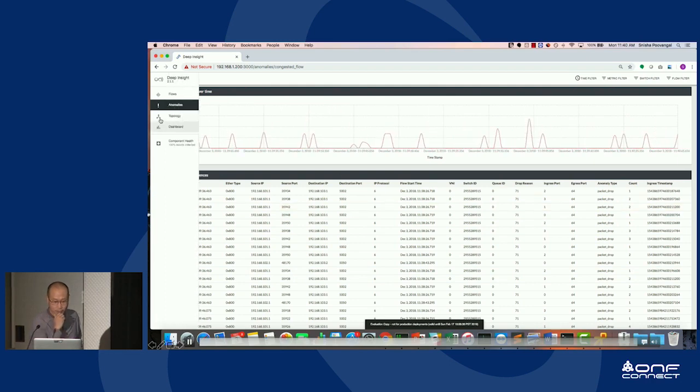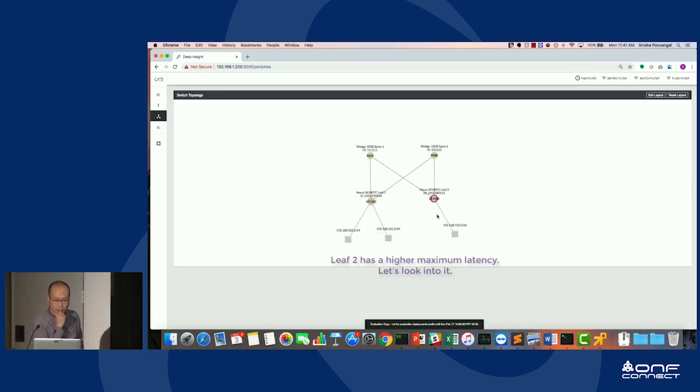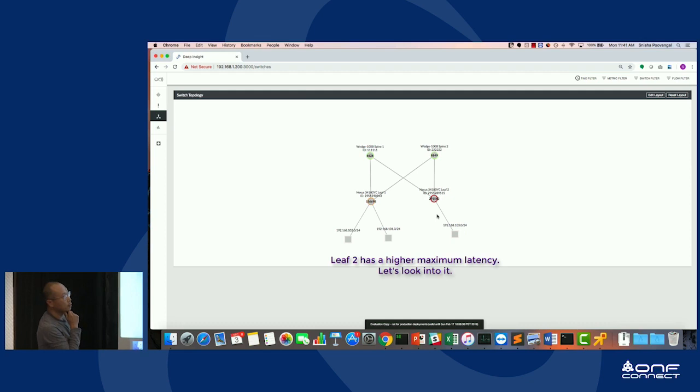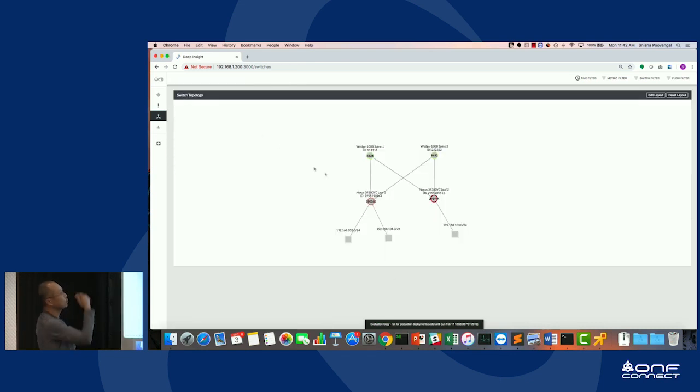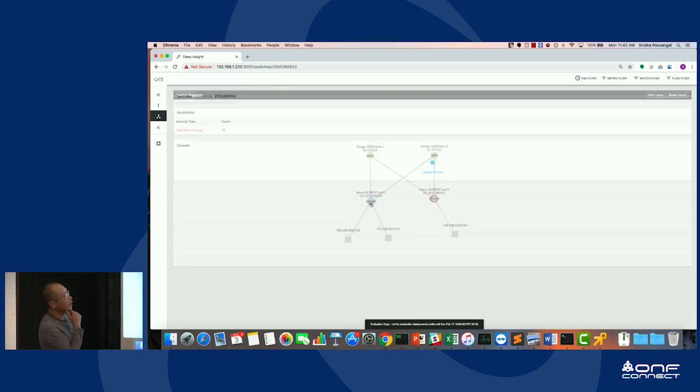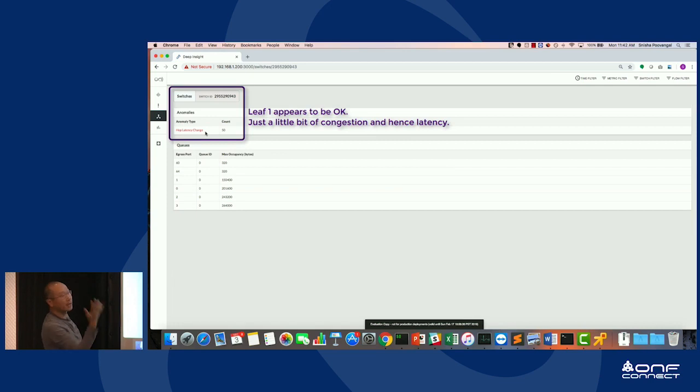Good. Now let's go to the topology. Okay. So LEAP2 now has significantly higher latency, some hundreds of microseconds. So let's look into that. Then it confirms that LEAP2 is actually now leaking traffic. It is introducing tail drops. LEAP1 has high latency, but it has just high latency, it didn't drop packets. Okay.